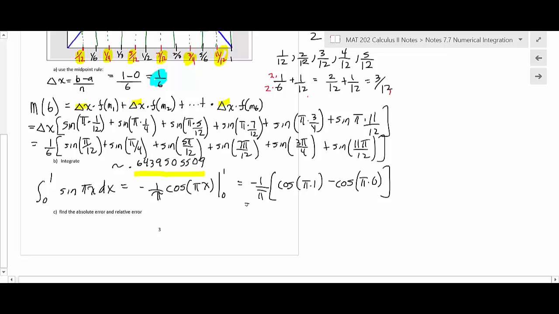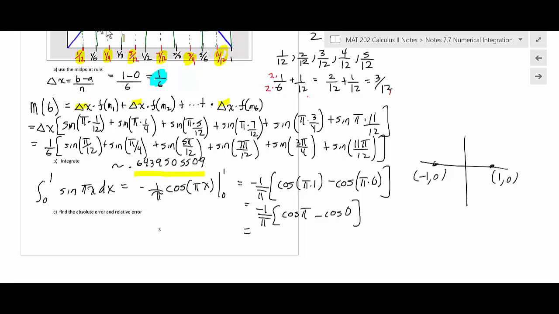So what you'll have is negative 1 over pi times cosine of pi minus cosine of 0. On the unit circle, for instance, at 0 you have the point (1, 0), and at pi you have the point (negative 1, 0). So tell me what the cosine of pi is. Negative 1. How about the cosine of 0? 1. Okay, x value, right?